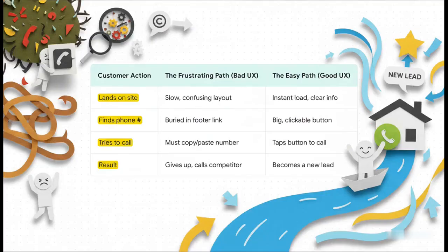This right here just lays it all out perfectly. Look at the two paths a customer can take. You've got the frustrating path on one side. The site loads slow, the layout is confusing, the phone number is buried somewhere at the bottom, they've got to copy and paste it. You know what happens? They just give up and they call your competitor. But then look at the easy path. The site loads instantly, the info is clear, and there's a big, beautiful, clickable phone number right at the top. They just tap it, they call you, and bam, you've got a new lead. It is a night and day difference.